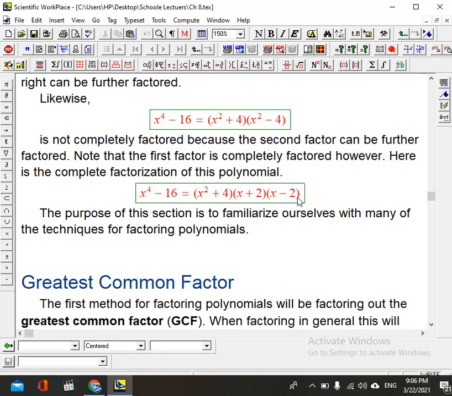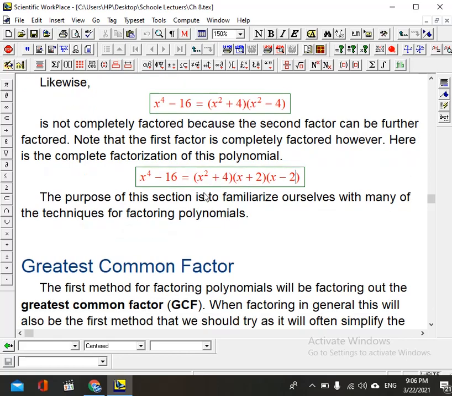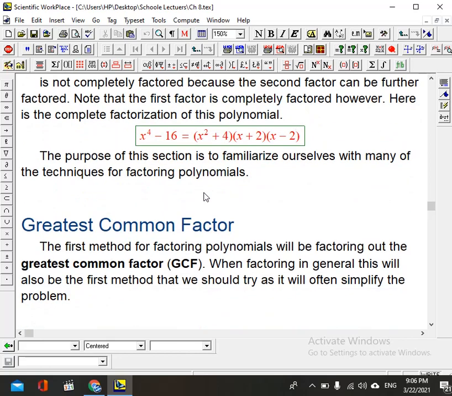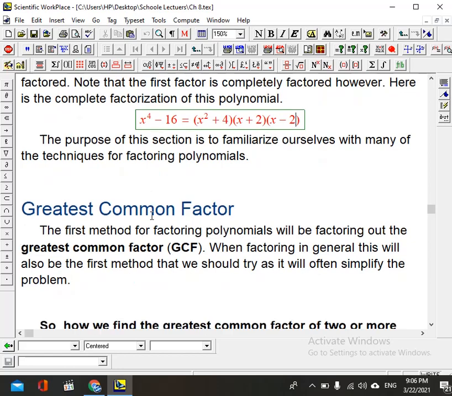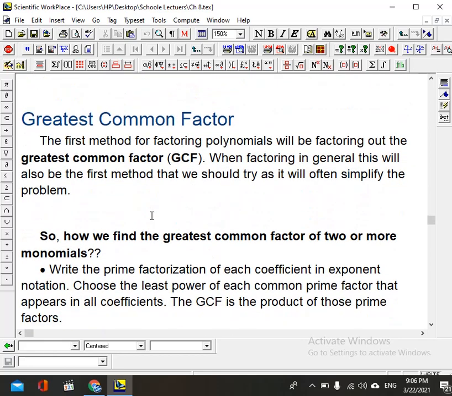The factoring of x squared minus 4. Good. So, our purpose is to familiarize yourself with many of the techniques for factoring polynomials. That's our goal: how we can factorize polynomials and how to reach fluency in this.